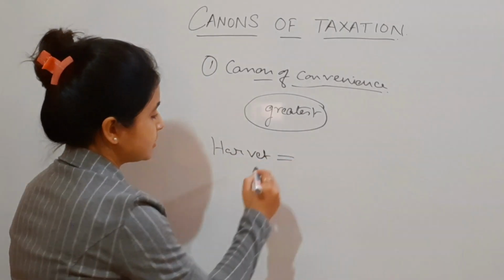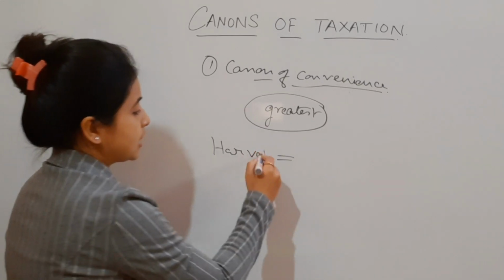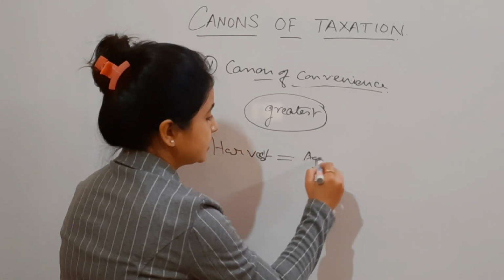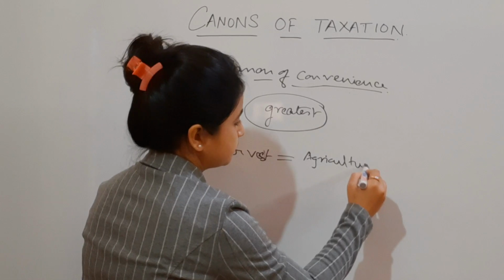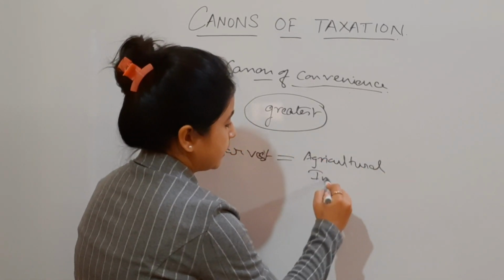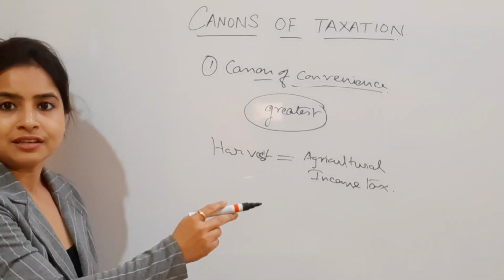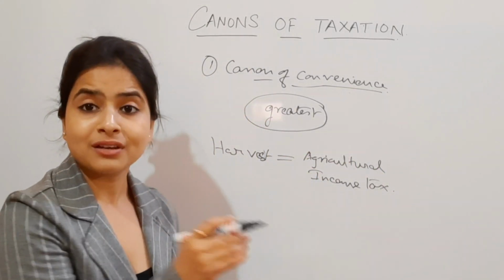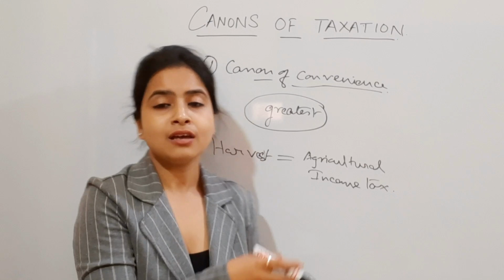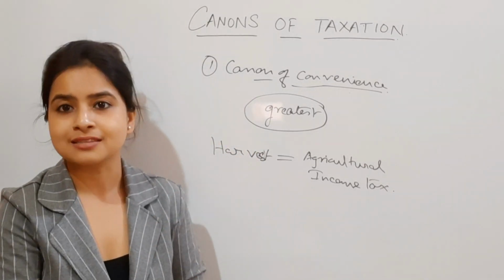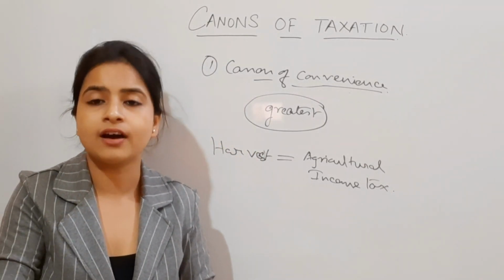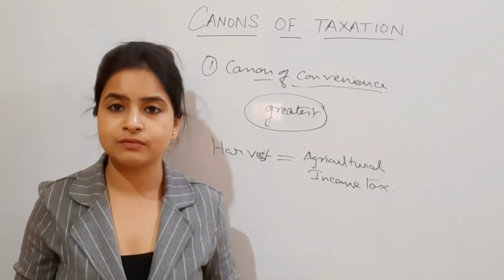During the harvest, the agricultural income tax is being collected. Why? Because that is the most convenient time that the farmers can pay this tax. Without harvest, how will a farmer pay? From where will the farmer pay?